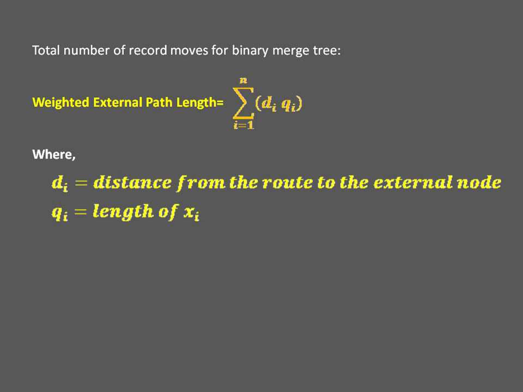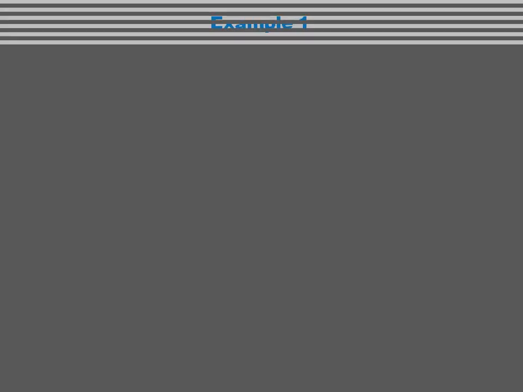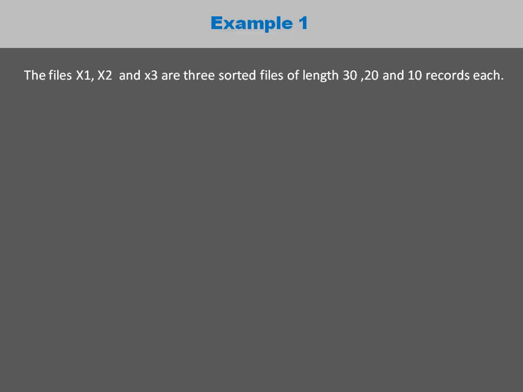Now to understand this optimal merge pattern, we will see one example. Here three files are there. The files x1, x2 and x3 are three sorted files of length 30, 20 and 10 records each.